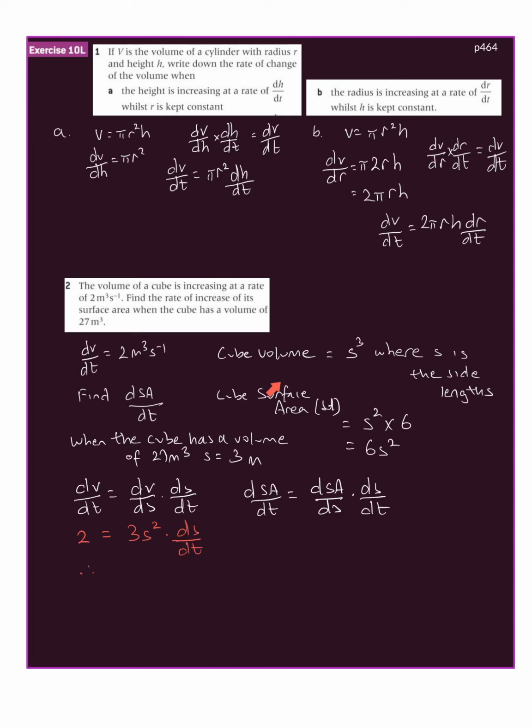dV/ds is 3s squared. So 3s squared times ds/dt. We put that in terms of ds/dt, and we've got 2 on 3s squared. Over here, we've got dSA/ds is 12s times ds/dt, that came from here. We ended up with 8 over s. At s equals 3, dSA/dt is equal to 8/3 meters squared per second.